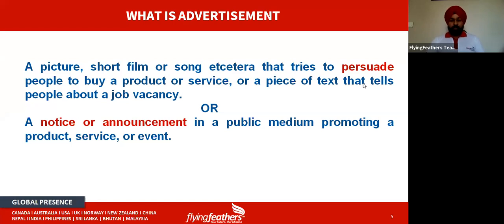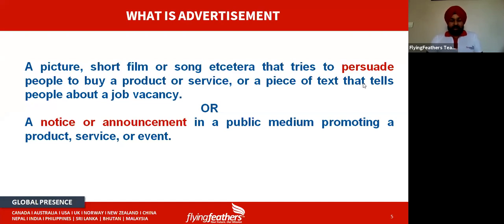Now one more thing over there is, whenever any company has any job vacancy, whenever any vacancy is empty for any job, they also provide their advertisement through the internet, by using any social site or with the help of newspaper, so that people can see that advertisement and come for the interviews, or they can apply for the job. So that is what is advertisement.